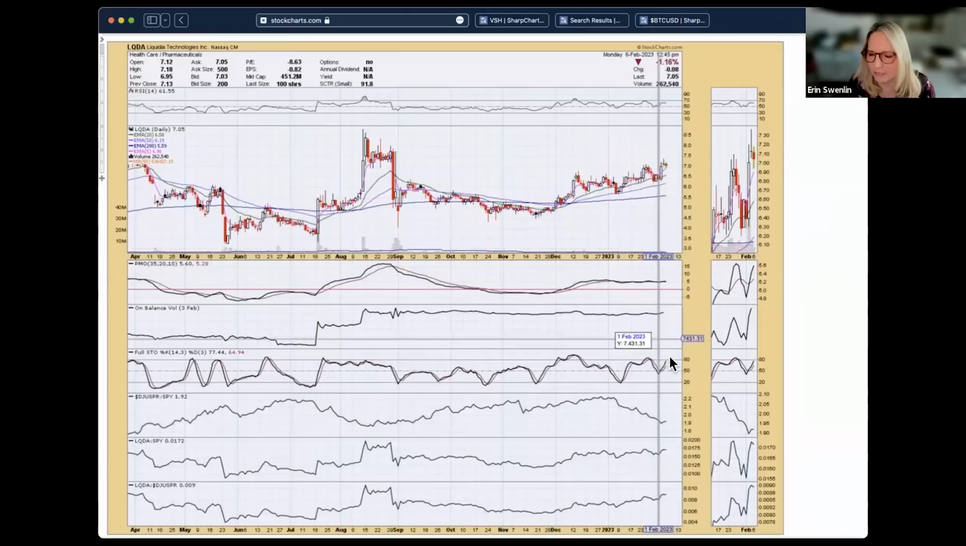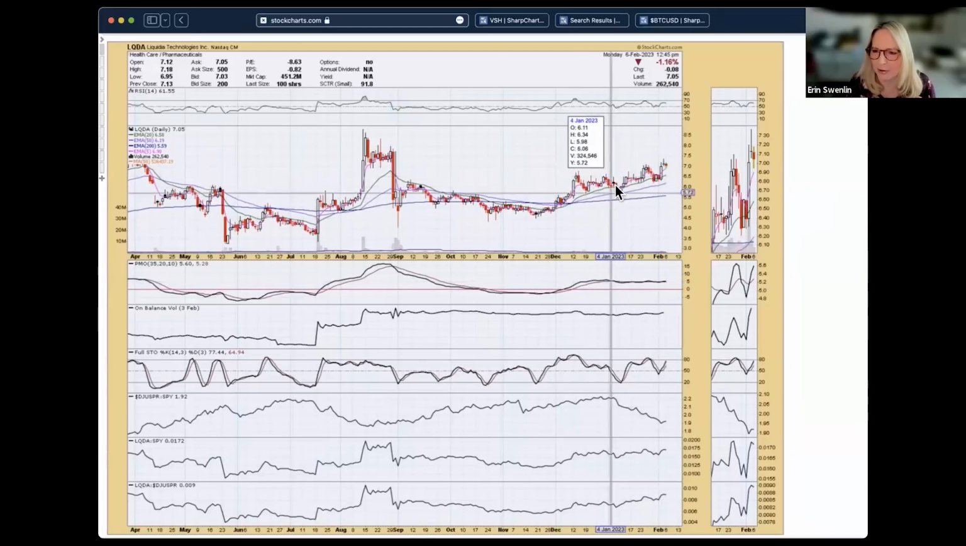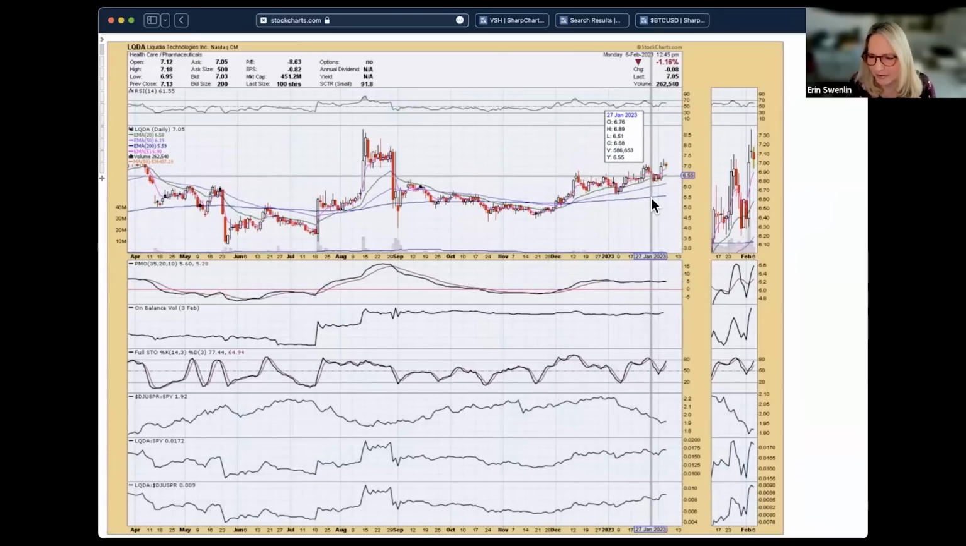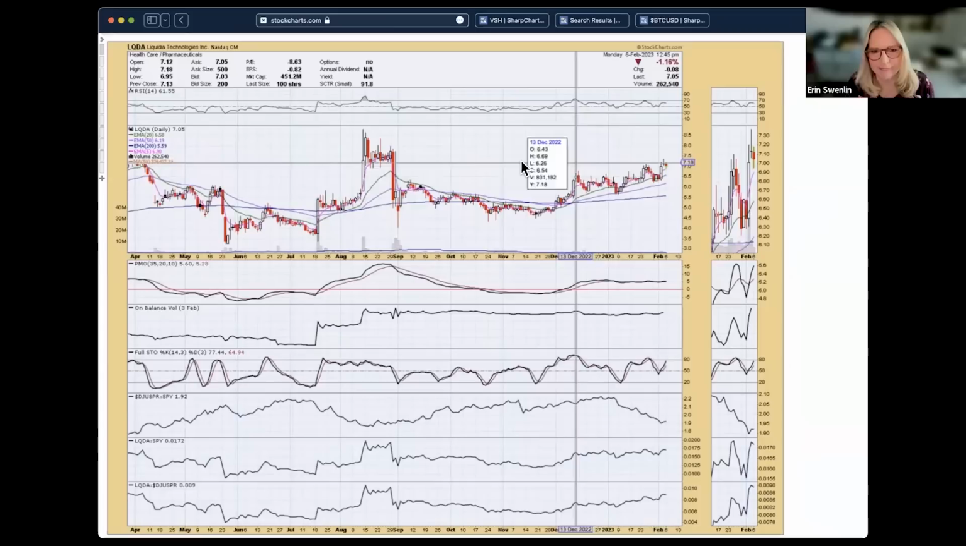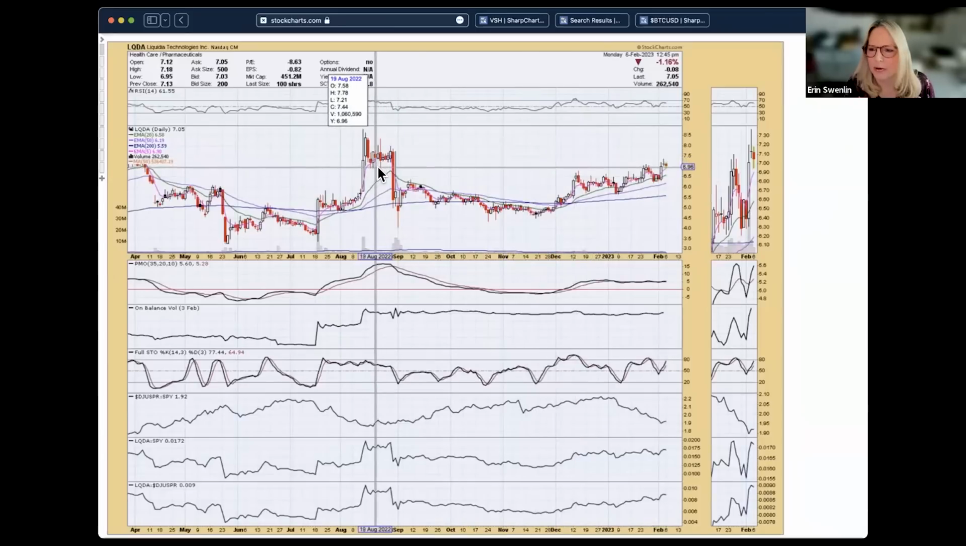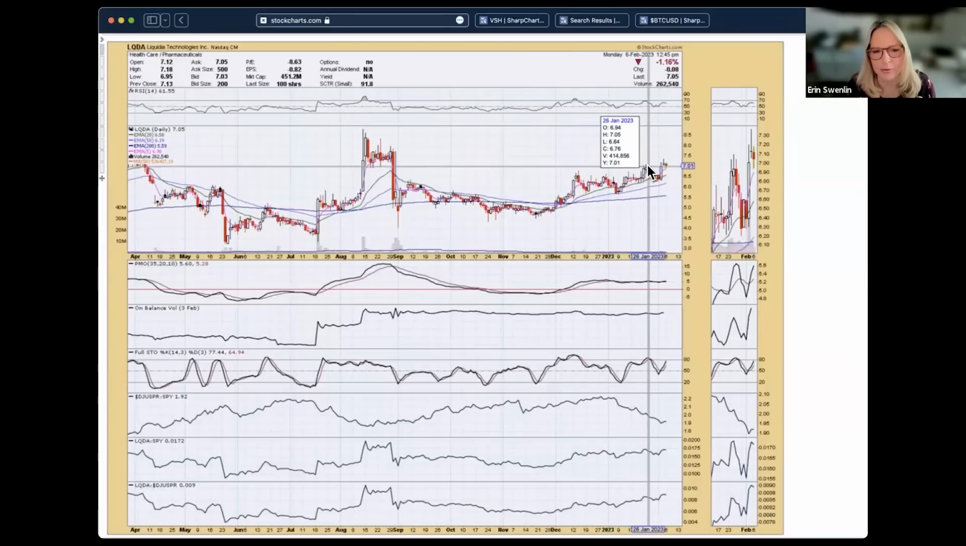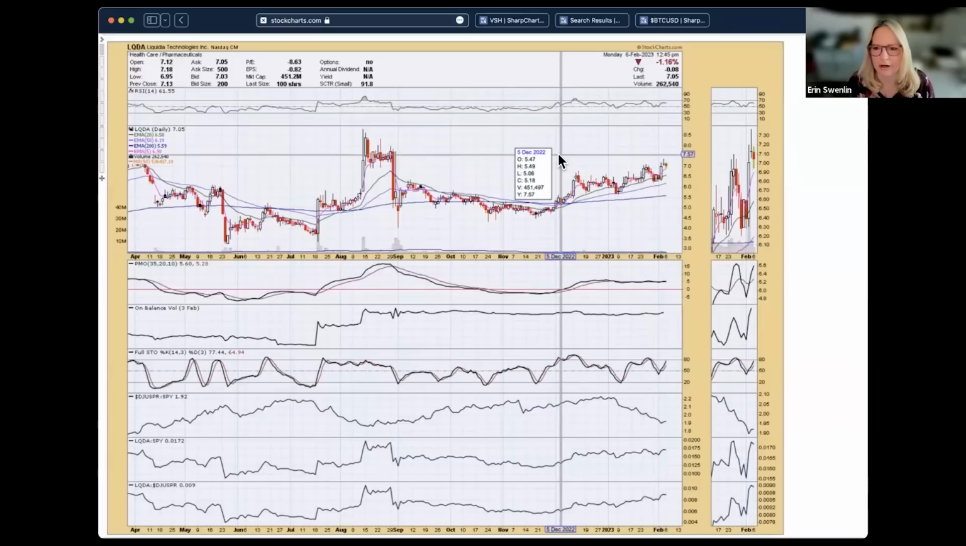And stochastics looking good. PMO has kind of been not very expressive. I mean, not telling us much, but that's really because price hasn't been telling us a whole lot. Let's see, support, resistance. So there's your resistance line, support line. Yeah, it's holding that. It's not a terrible chart.